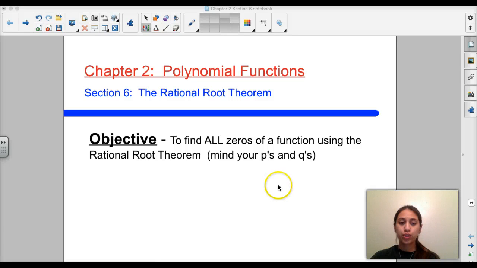Okay, this is Chapter 2, Section 6, the rational root theorem. This is our last section of Chapter 2. The objective here is to find all zeros of a function using the rational root theorem. All zeros means real and imaginary. And a little thing here is mind your P's and Q's. You'll see exactly what that means shortly.